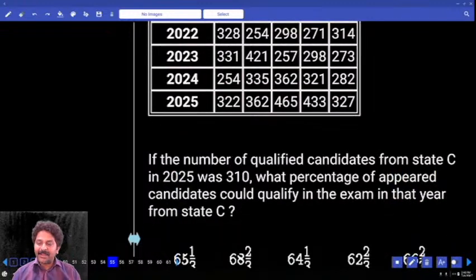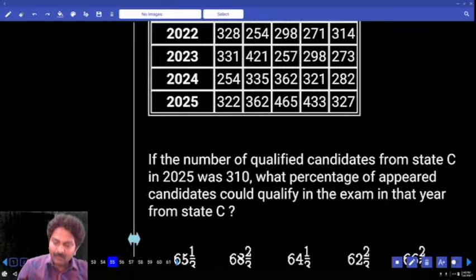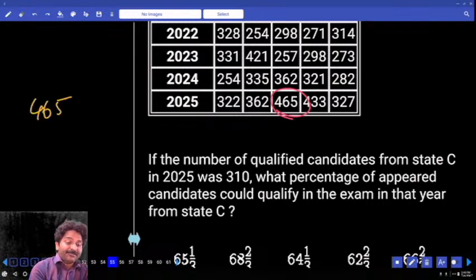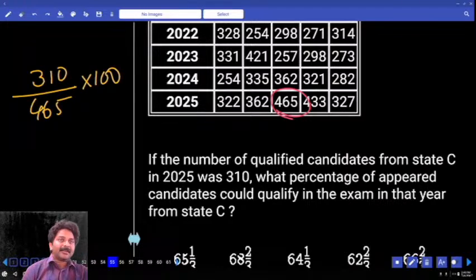The number of qualified candidates from state C in 2025 was 310. What percentage of appeared candidates could qualify in the exam in that year from state C? From state C, how many are appeared candidates here? 465. How many of them qualified here? 310. Percentage into 100.